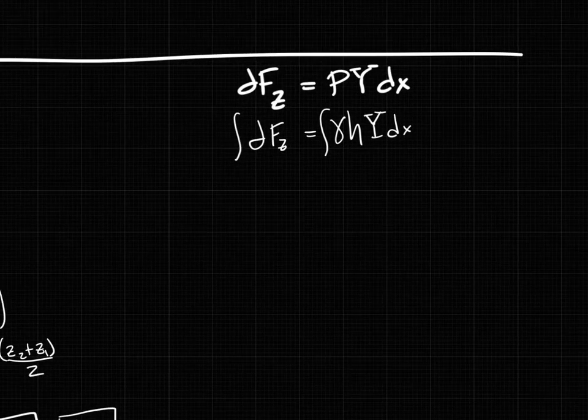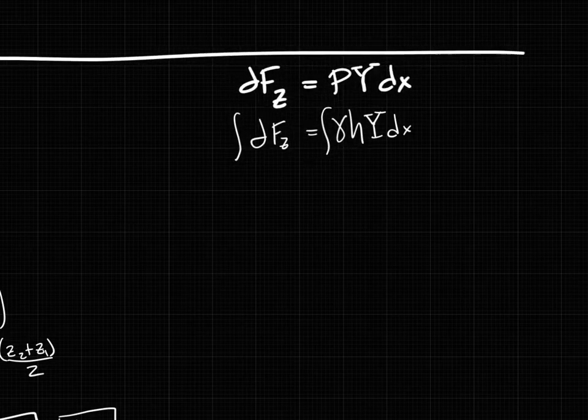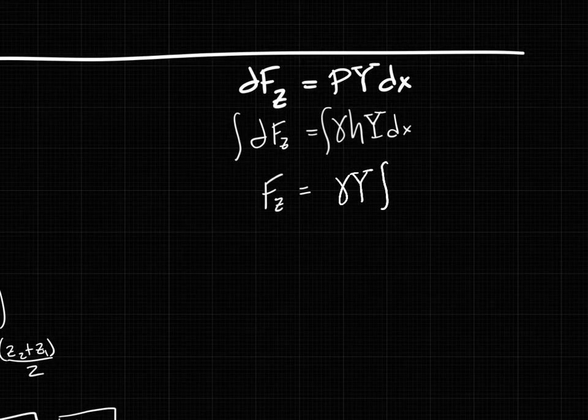When we integrate, the first thing we're going to do is pull out the gamma and the y, since those two things are constant. So this side becomes Fz equals gamma times y, and then we still have this h and a dx.